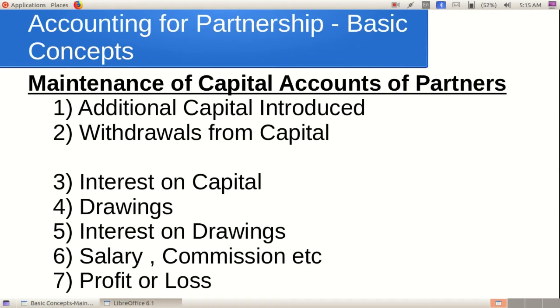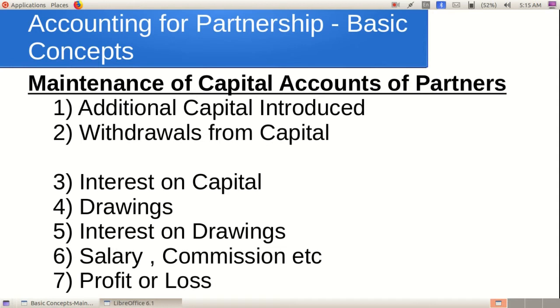So the first two transactions are basic transactions, I could say. You can see on the screen there is a gap between the first two items and the rest of the items. I did it purposefully, just to separate the rest of the items from the first two. You will understand why by the end of this class. Now we will move to the third item, which is interest on capital.